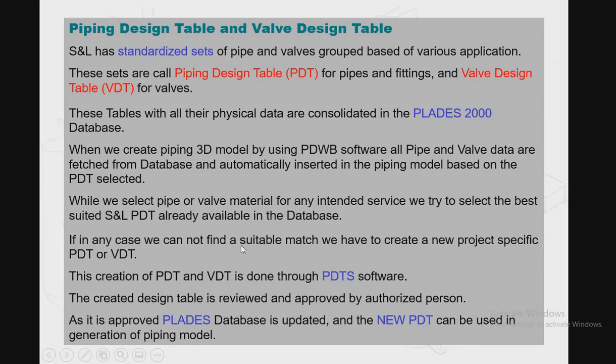If in any case we can't find a suitable match, we have to create a new project specific PDT or VDT according to project design. This creation of PDT and VDT is done through PDTS software, piping design table software. The created design table is reviewed and approved by an authorized person. As it is approved, Blades database is updated and the new PDT can be used in the generation of the piping model to create the 3D model.